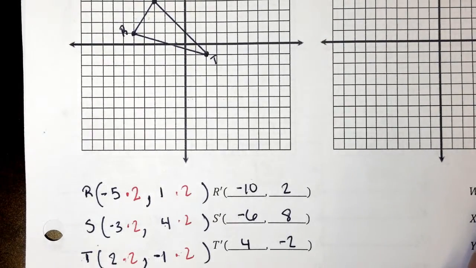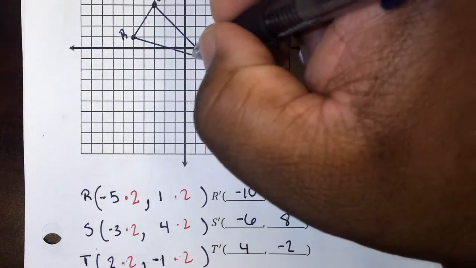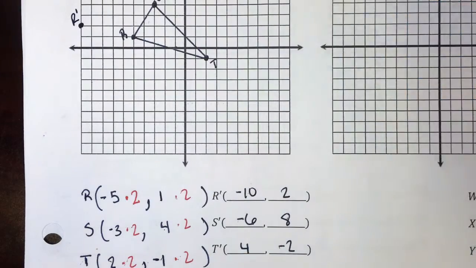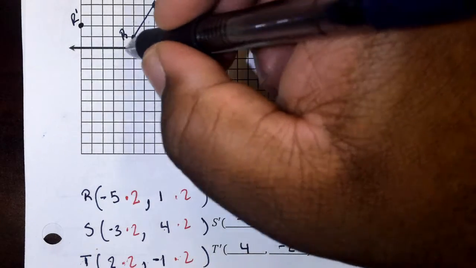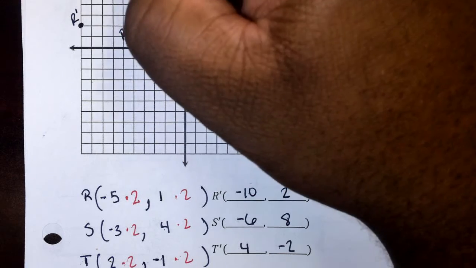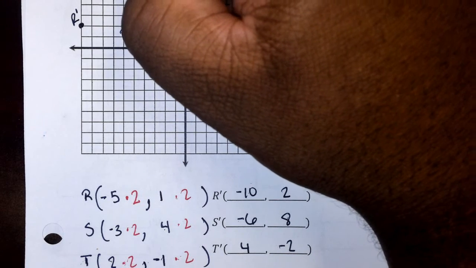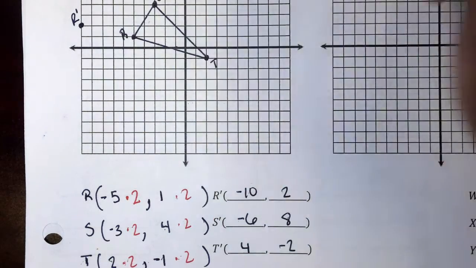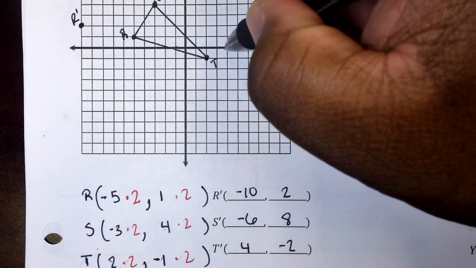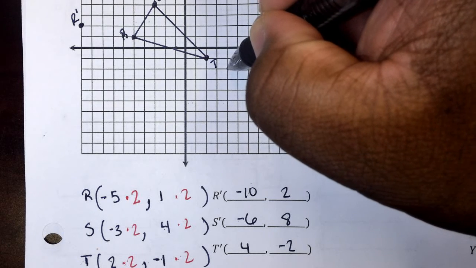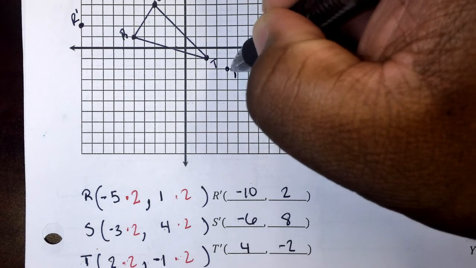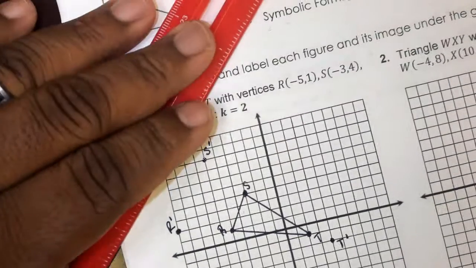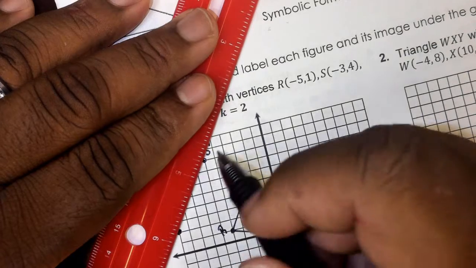And from there I'm graphing that. Left 10, up 2, R prime. Left 6, up 8, S prime. T prime is at (-4, 2). If you did it right, your image should look like it got larger, and should look like it doubled in size.